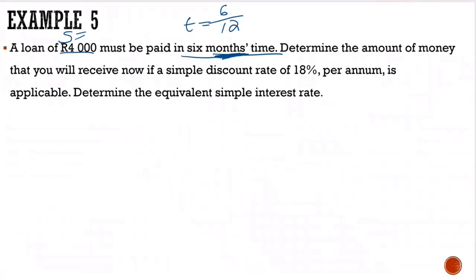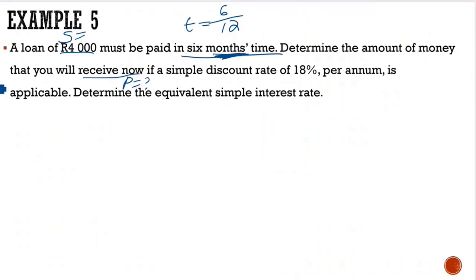We'll see when you are doing compounding interest, whereby we are getting the compounding time, then we'll divide by that. I'll take you through when you get to compound interest. Okay, determine the amount you will receive now. That means we are looking for the present value, the amount you will receive now.